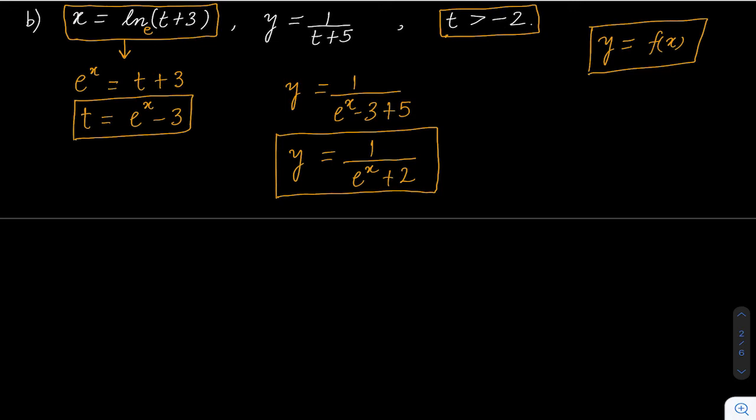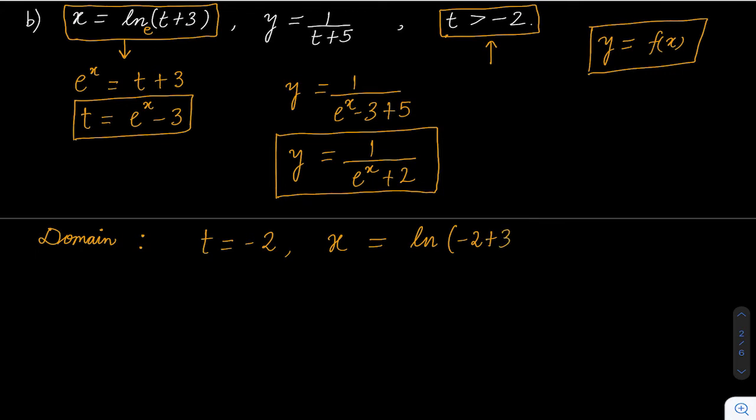Next they are asking for domain and range. So as we have done in previous question also, domain means range of x, that is range of ln of t plus 3. Okay, so basically you have to find range of ln(t plus 3). Now t is given as greater than minus 2. So let's see what happens when t is minus 2. If t is minus 2, what is my x value coming out to be? Let's see. So this is coming out to be minus 2 plus 1. Sorry, minus 2 plus 3.